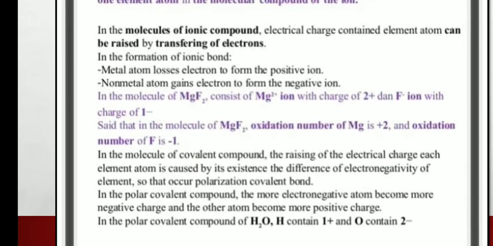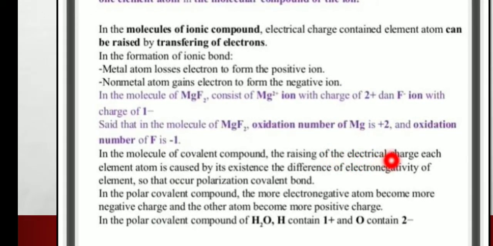In the molecule of a covalent compound, the rising of electron charge on each element atom is caused by the difference of electronegativity of the elements, so that polarization of the covalent bond occurs. In the polar covalent bond, the more electronegative atom becomes more negatively charged and the other atom becomes more positively charged. In a polar covalent compound, for example H2O, H contains +1, oxygen contains 2 minus.